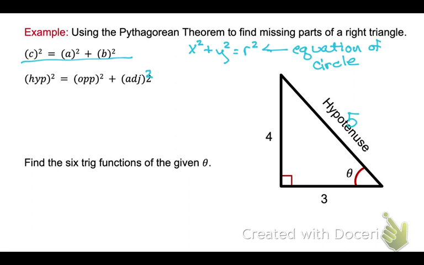Anybody know another Pythagorean triple? 5, 12, 13. 5, 12, 13 is another one. Okay, those are the two most common.